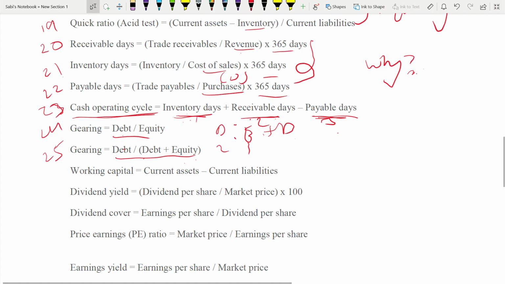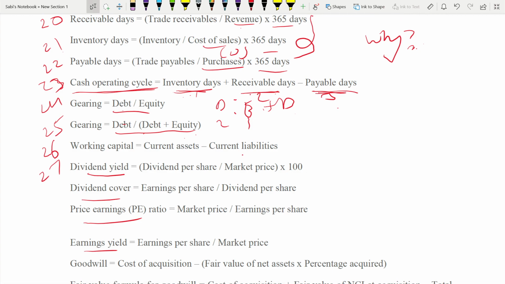Now 26, working capital, simply current assets minus current liabilities. 27, dividend yield, dividend cover, PE, earnings yield. These are very important from AFM's perspective. Okay, other ratios are not asked so much, but these last few ratios are definitely more important than the previous ones.